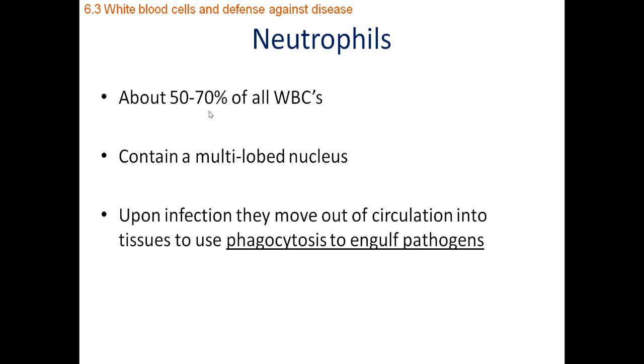Okay, so neutrophils, they're the most abundant, so we have the greatest number of neutrophils. Of all the white blood cells, most of them are neutrophils. They have a multi-lobed nucleus. Their job, if you're infected with something, is to come out of the blood and go into the tissue and go through phagocytosis. So they engulf the pathogen and destroy it. They're going to destroy the pathogen when it first comes in.